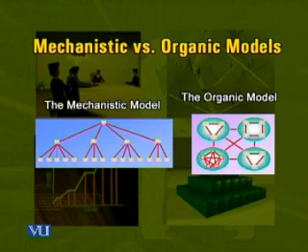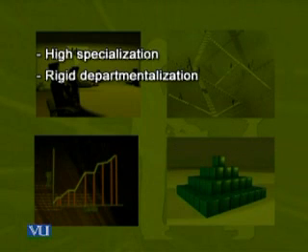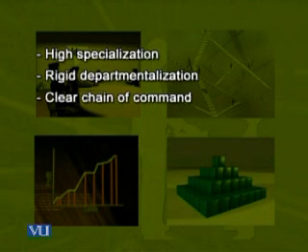So basically, the organic structure is closer to the team-based structure. Again, talking about this mechanistic model and organic model, you can see the obvious difference. Look at this slide, the two models basically. In one case, you have high specialization, you have rigid departmentalization, you can see different levels, and each span of control is well-defined. It is decided who is going to report to whom and who is the boss within each unit.